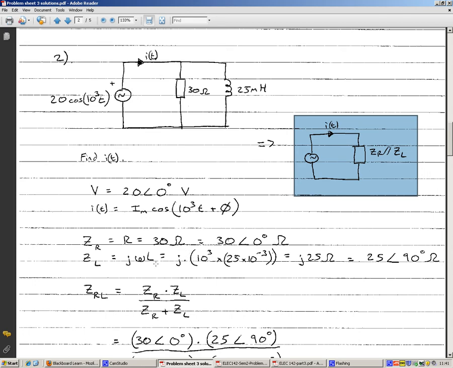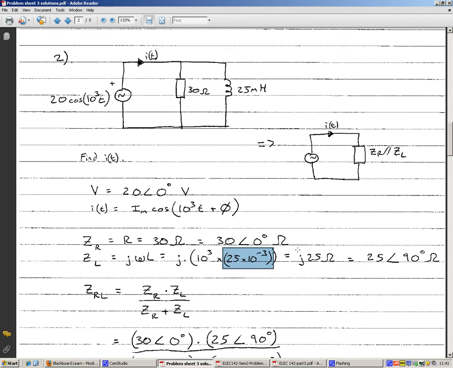That's simple. Next up, we're going to calculate the complex impedance of our inductor. This is equal to j omega L, where omega is related to the frequency we're operating at, and we're given this up here. So this is the value of omega, it's 10 to the 3. We're just going to put that value in, and then we're going to put the value of our inductor in here, which is 25 millihenries.